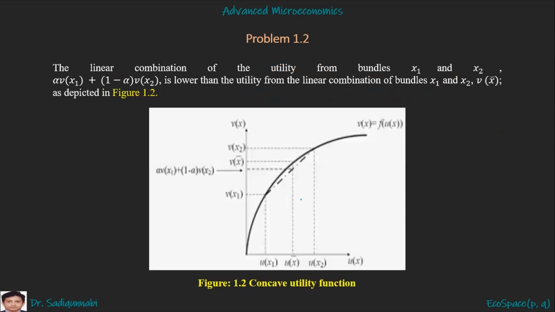It will be clear if we see figure 1.2. You see here in figure 1.2, this is u(x). This point is the convex combination of the original utility. That means u(x bar) is lambda u(x1) plus 1 minus lambda u(x2).